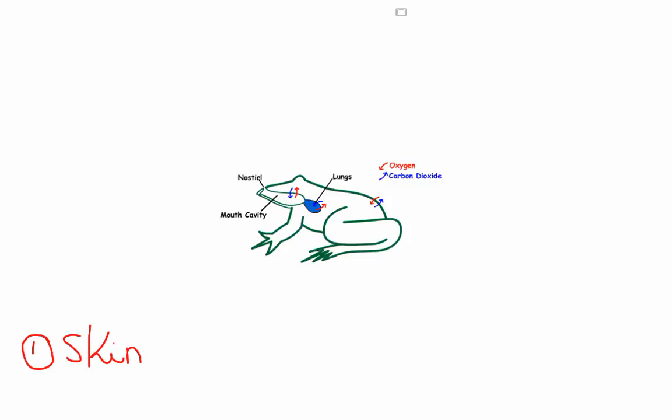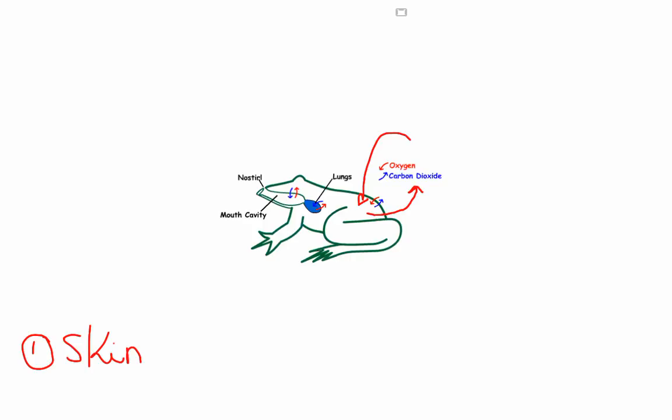So that skin, for the fact that it's moist, is a good characteristic of a respiring surface. A surface that is used for respiration has to be moist. So what happens here is the oxygen in the air will dissolve on the moist skin and then diffuse in, while the carbon dioxide, the waste product, will diffuse out of the skin to the surrounding. Very simple diffusion occurs on the skin.